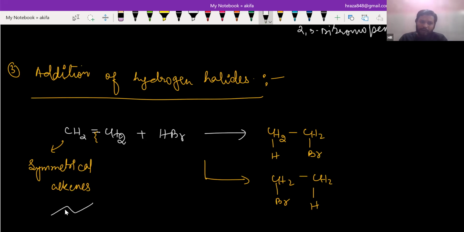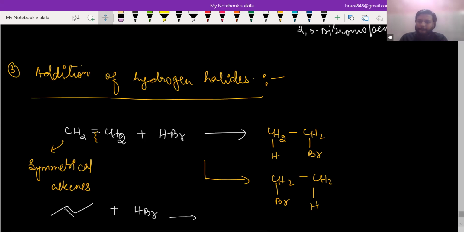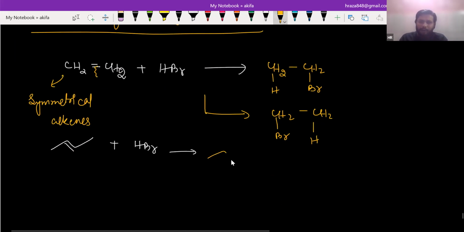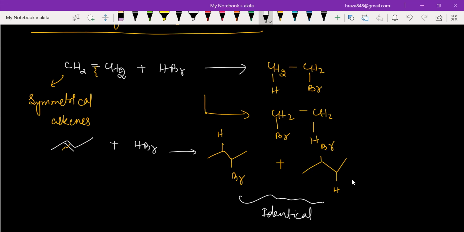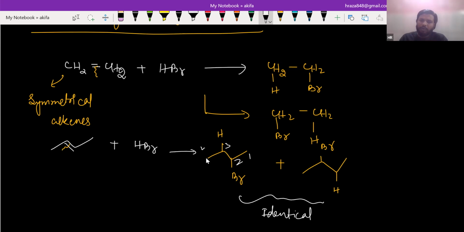Now going for HBr, what will be the product? You can see I'm going to add this, so one of the bonds will be broken, with hydrogen here and bromine here. Or if you want to change its position, will it affect it? Both are the same, right? If bromine is here, you number from the right hand side, and if bromine is here, you number from the left hand side. So both are identical in the case of symmetrical alkenes. Are you getting my point?